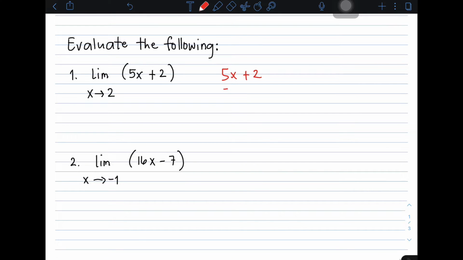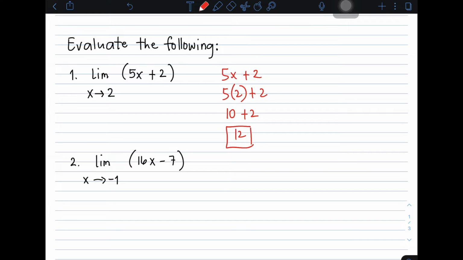So you will have 5 times 2 plus 2. And then simplifying this expression or this limit, you will be having 10 plus 2. Therefore, the value of this limit is 12 as x approaches 2. So I hope na sa first example pa lang natin, you already understand how to use direct substitution given this expression or limit. So let's move on with item number 2.